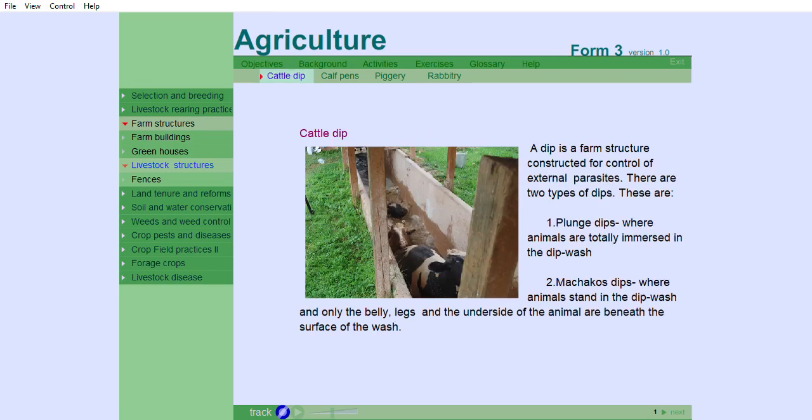Cattle dip. A dip is a farm structure constructed for control of external parasites. There are two types of dips. These are plunge dips, where animals are totally immersed in the dip wash, and Machakos dips, where animals stand in the dip wash and only the belly, legs, and the underside of the animal are beneath the surface of the wash.